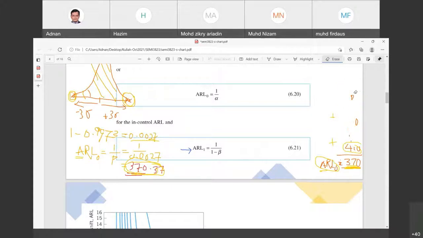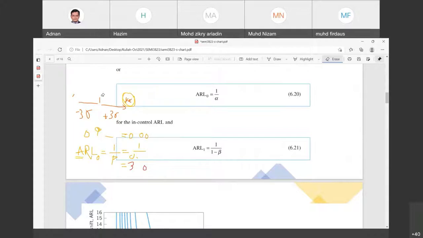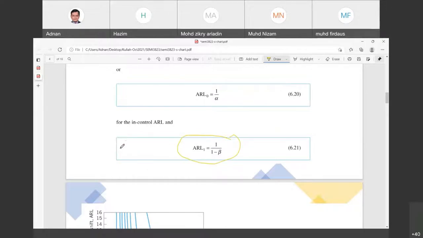All right, so what happens if the process is unstable? Let's say a process having a problem. When a process is having a problem, we want to detect it as quickly as possible, to detect that it is out of control. So for a stable process we use ARL naught, and for an unstable process, ARL is 1 over 1 minus beta.